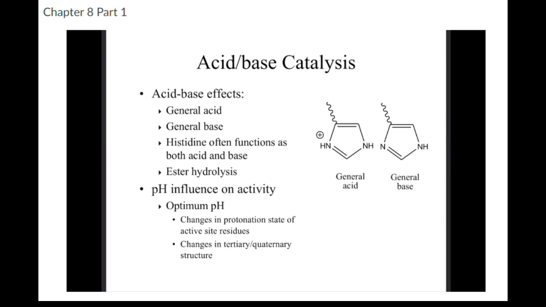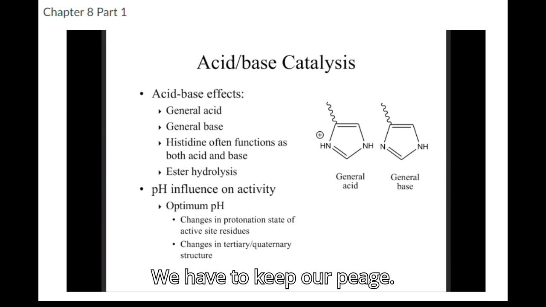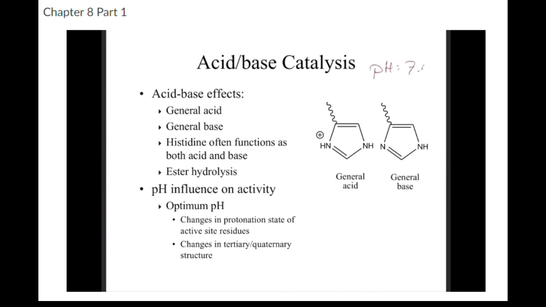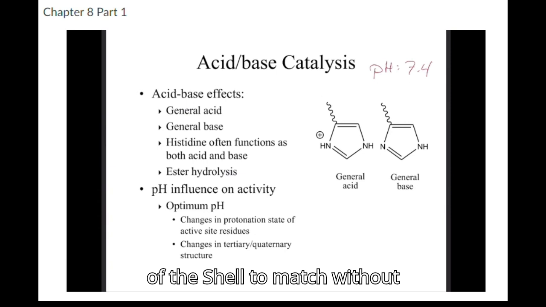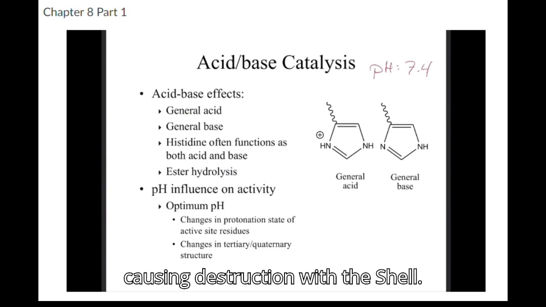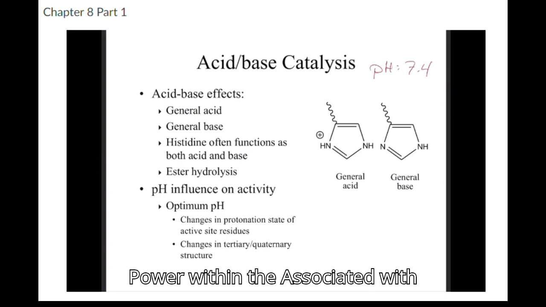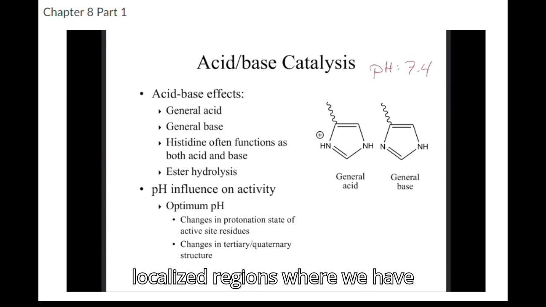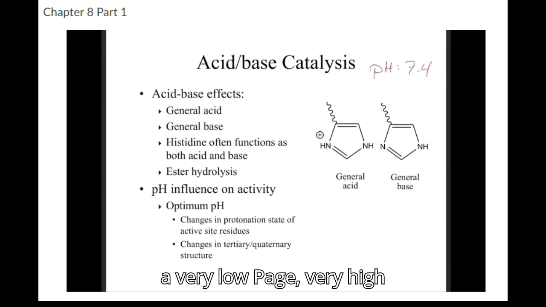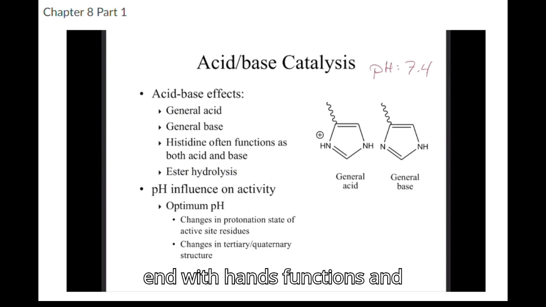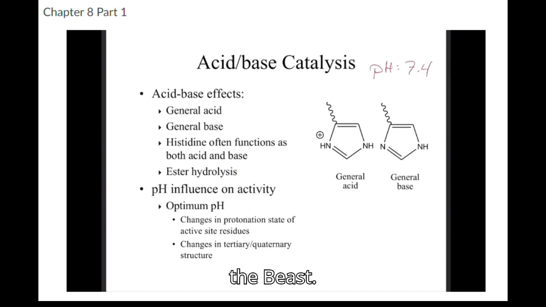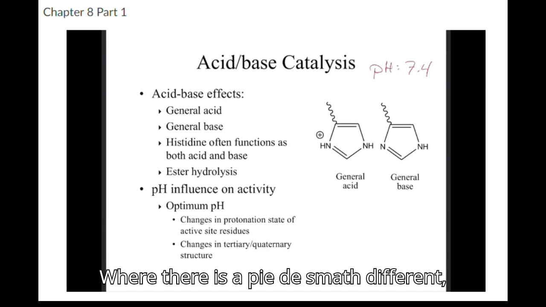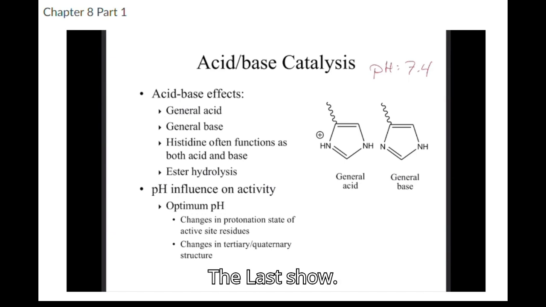The reason for that is that, remember, we have to keep our pH at about 7.4, the pH of our cells. So we can't change the pH of the cell too much without causing destruction within the cell. However, within the active site of an enzyme, we can generate localized regions where we have a very low pH or a very high pH. And that's how enzymes function as acids or bases. They generate a very localized region within the active site where there is a pH that is much different than what we see in the rest of the cell.